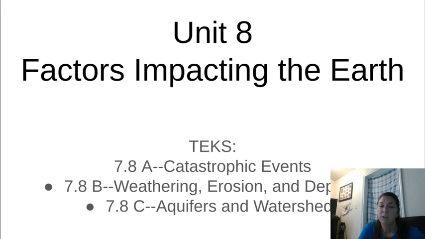There are three specific TEKs that we're going to learn. 7.8a is all about catastrophic events, so we're going to be looking at things like hurricanes and tornadoes and floods. 7.8b is the weathering, erosion, and deposition processes and how they work together to impact what the Earth looks like. 7.8c is all about aquifers and watersheds.